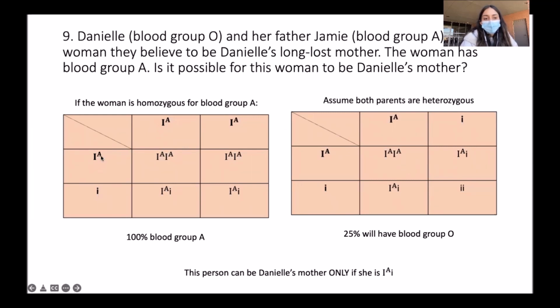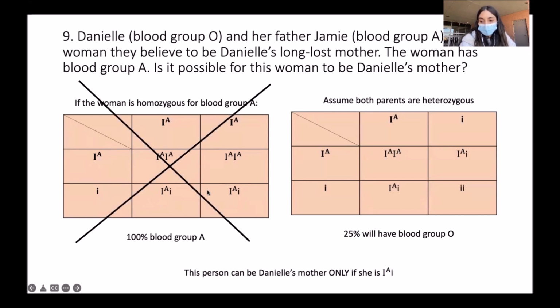We're gonna have A. So we see it's 100% A, and Danielle is blood group O. So this does not work, okay?